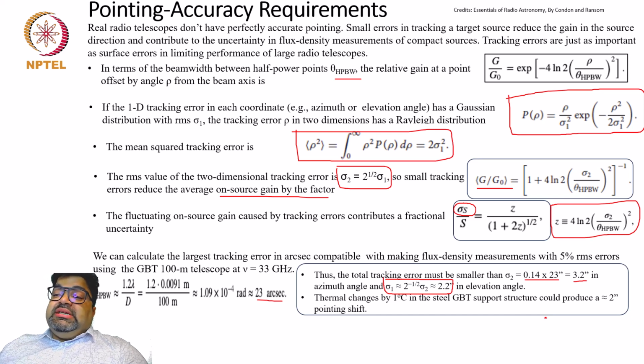Also, it should be noted that just by thermal expansion of the steel supports for the GBT, a 1 degree Celsius variation can lead to a 2 arc second pointing shift in the structures. So overall, that basically says if you need an accurate measurement, you need to have a pointing calibration done.